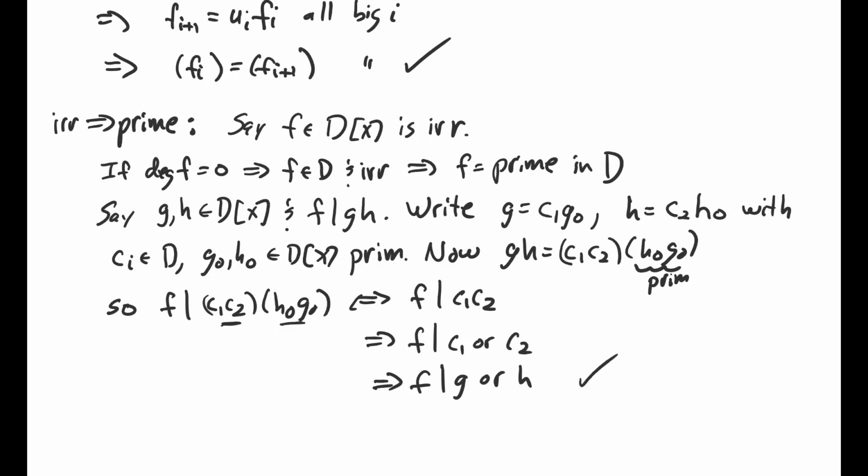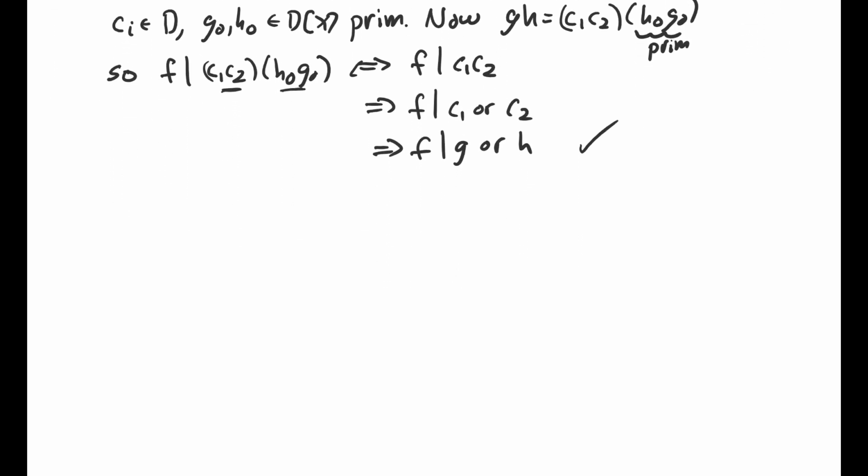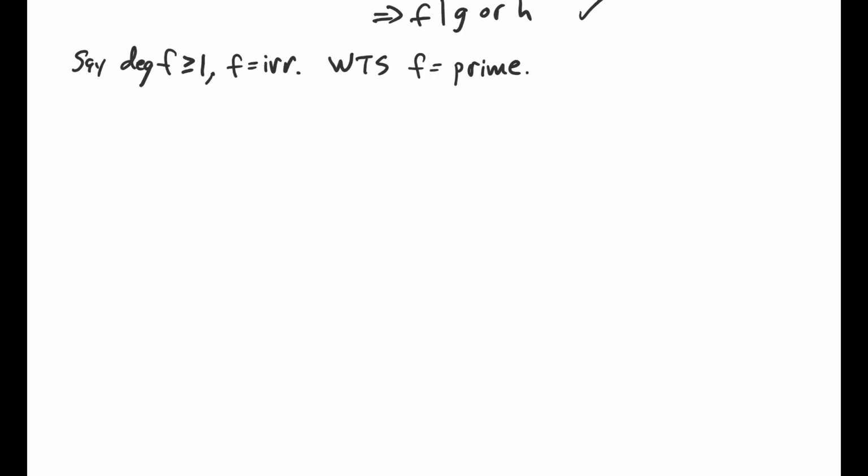All right, that's the degree 0 case. On to degree 1 or higher. So say f has degree at least 1 and it's irreducible. We want to show it's prime. Now we're going to actually work with the fraction field here. So let me write that.